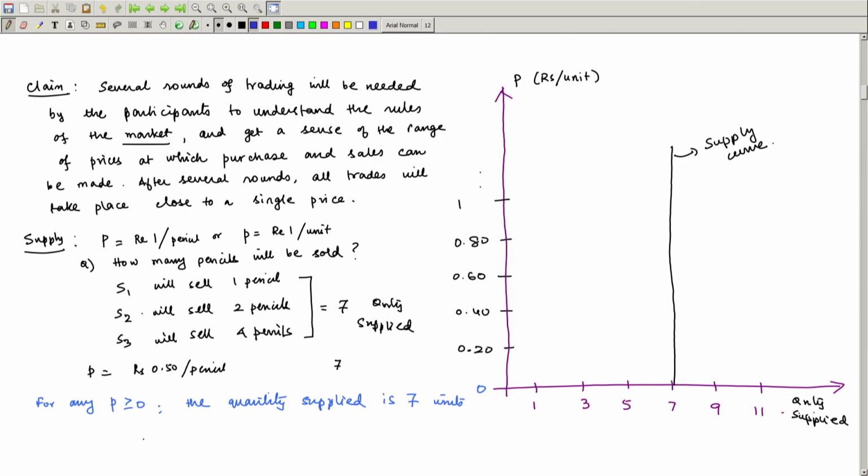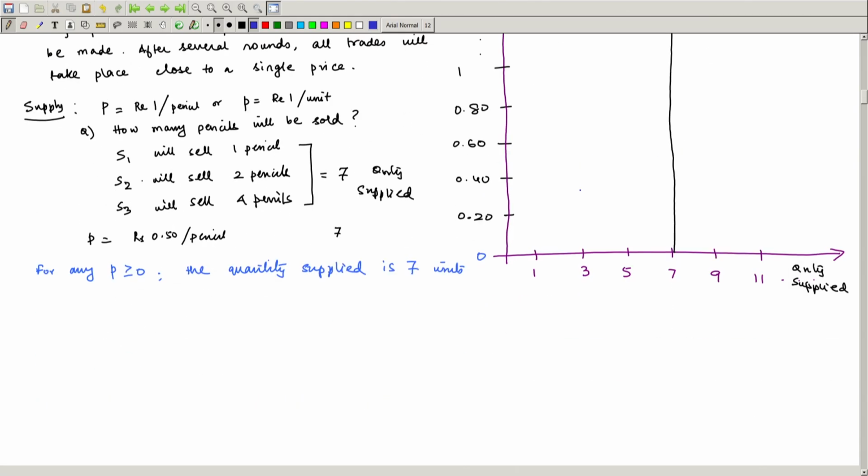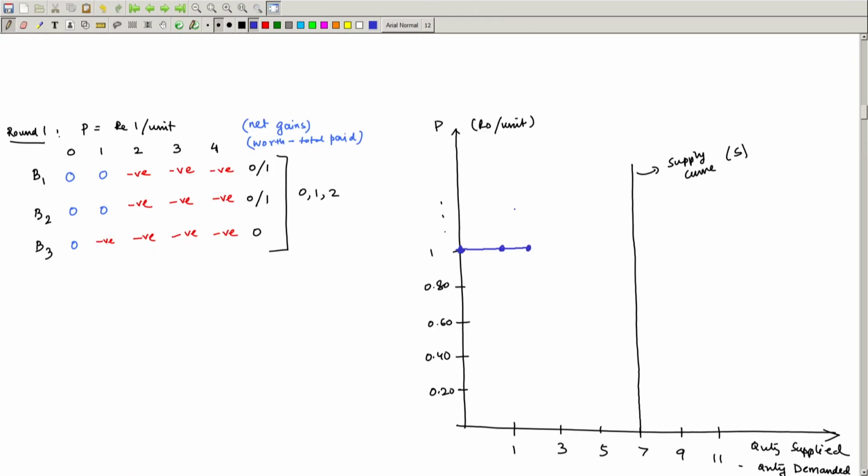So, we said that for any price p greater than or equal to 0, the quantity supplied is 7 units. Notice we constructed the supply curve as for all prices between 0 and potentially p tending to infinity, the quantity supplied was always 7 units. So, the supply curve turns out to be a straight line. Then we started discussing the demand side of the market.